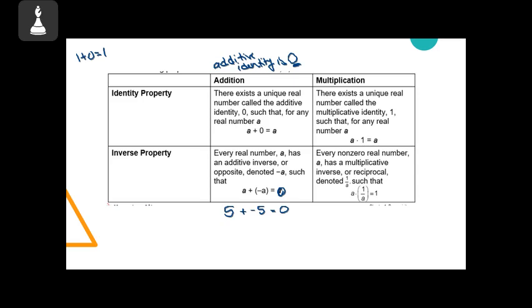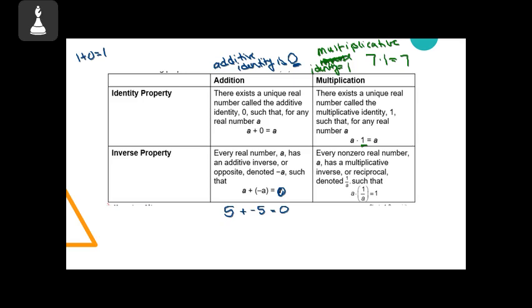Now, we also have rules within multiplication. So I can take a number and multiply it by a number such that it does not change my number. And that is with the number 1. If I take 7 times 1, the answer does not change. So the multiplicative, it's a long word, multiplicative identity is 1.